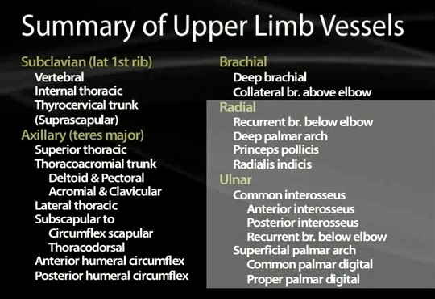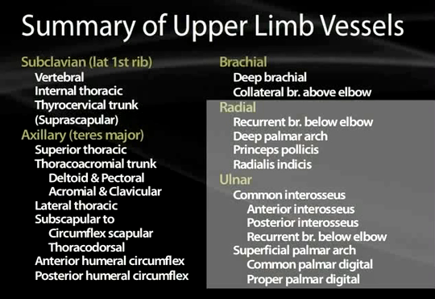The radial will then descend on the superficial lateral aspect and then cross into the dorsum of the hand by going through the snuff box and becoming the deep palmar arch. Just before it becomes the deep palmar arch, it gives a branch to the thumb, the princeps pollicis, which is the vessel that you feel when you take a pulse with your thumb, and the radialis indicis branch.